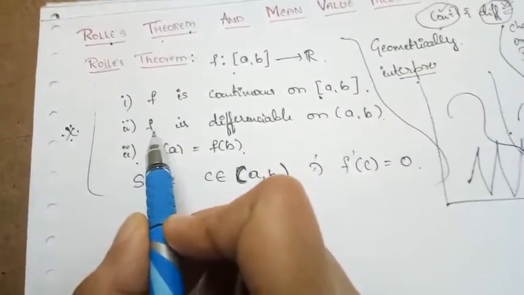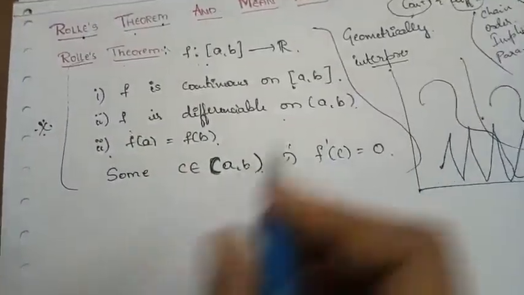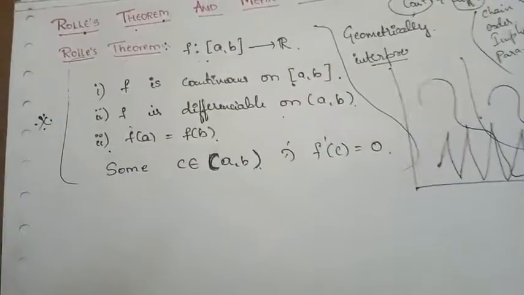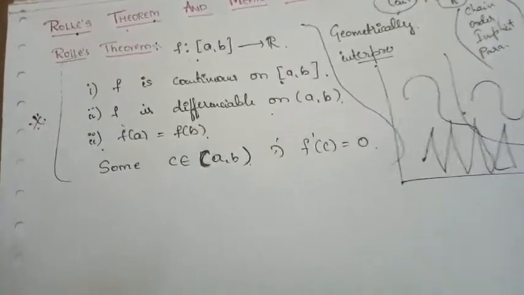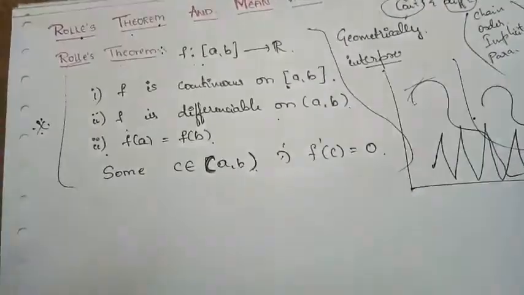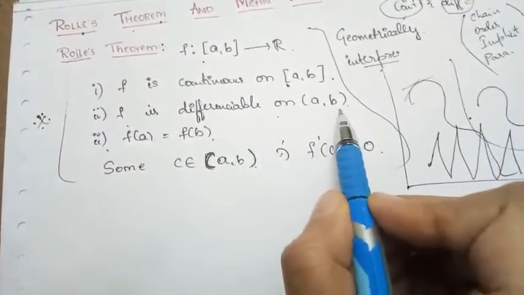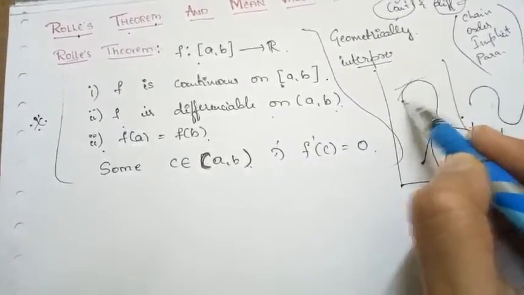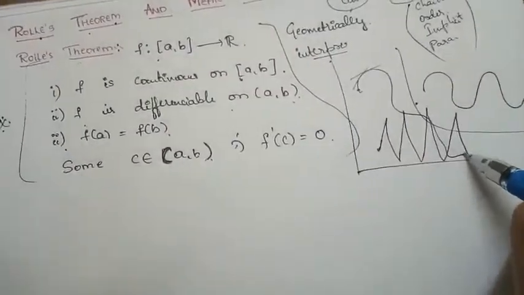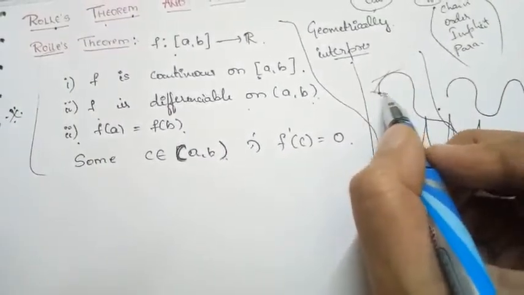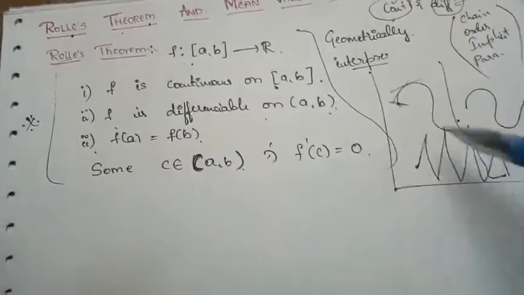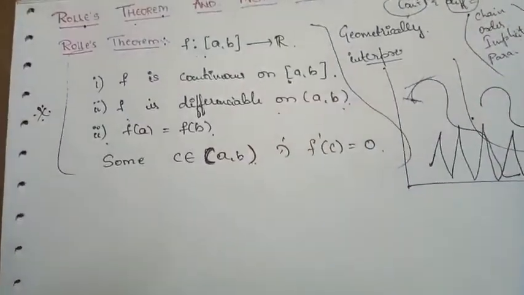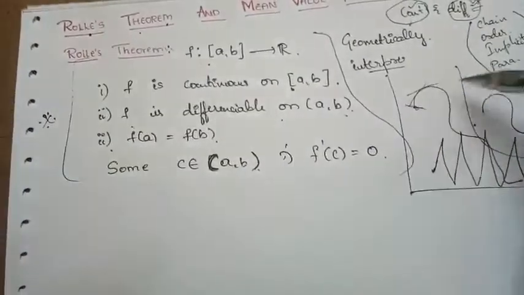And the next statement they said: f is differentiable on the open interval (a, b). What does it imply that a function f is differentiable? It means we can draw the tangent at every point on the interval [a, b], except at the end points. At the end points we have a point or a sharp edge, so we can't draw the tangent at the end points. At the rest of the points we can draw the tangent. So differentiable means we can draw the tangent at every point on the curve.